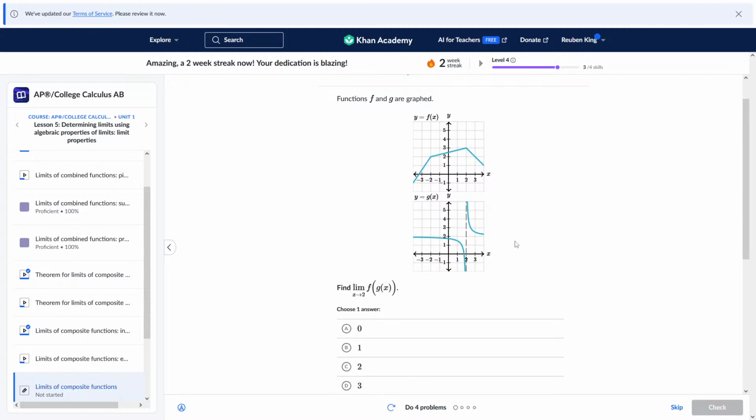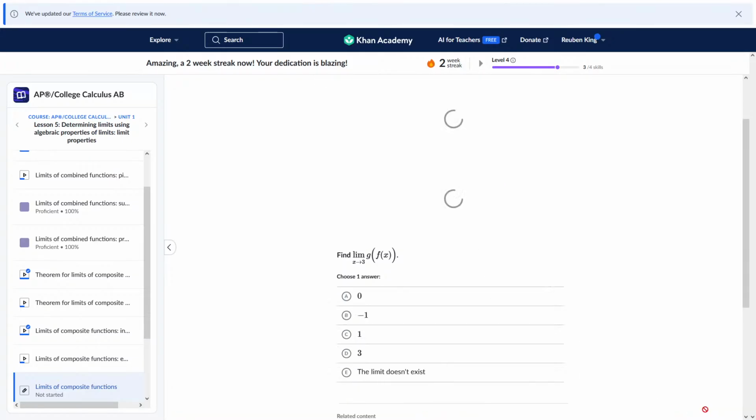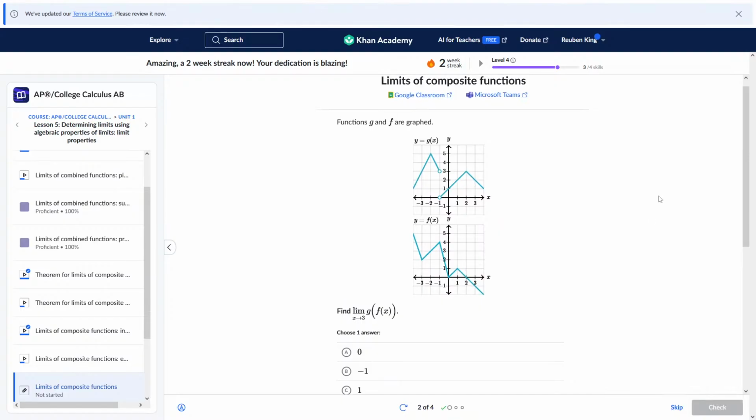No limit, no problem. Actually, wait. Low key, there is a problem because there's a... Yeah, okay. Now there's no problem. X approaches 3 on f of x. There's only one value for it. It's -1. Input -1 into that.